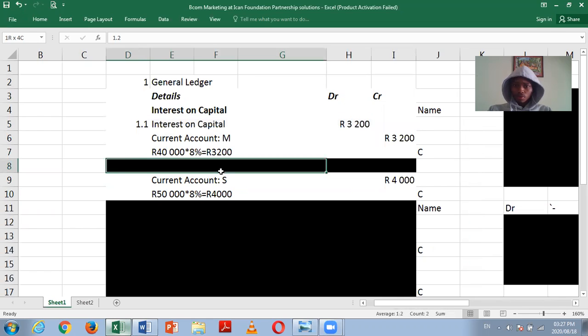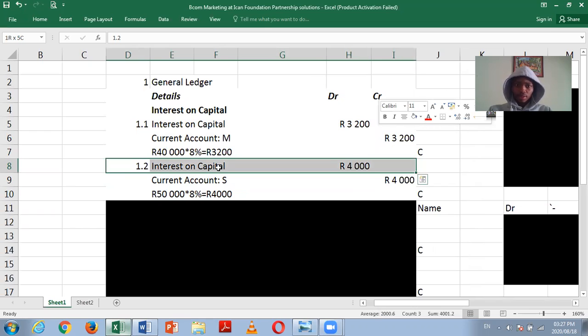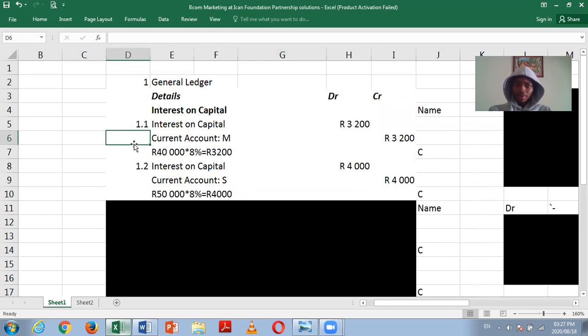So we're going to do the same thing with partner M and partner S. The journal doesn't change. If the partners earn an interest on capital, it's always like this. And then with the current account, please be specific for which partner, because if we just said current account, we won't know if it's for M or for S. So we need to be specific, whether M or S.